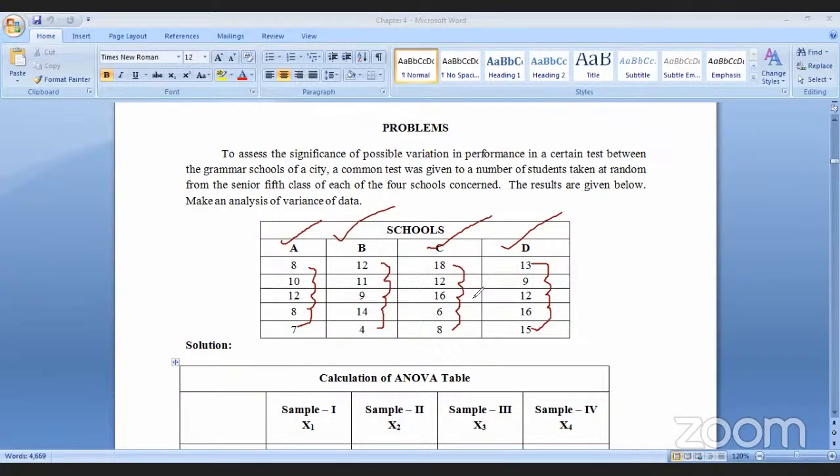So this table belongs to ANOVA one-way classification. One side information means, you observe carefully, schools A, B, C, D. In the same manner, if information is also available on this other side, then this problem belongs to two-way classification. So in this given problem, only one side information is given, so we need to consider only one-way classification. So we will see the problem here.